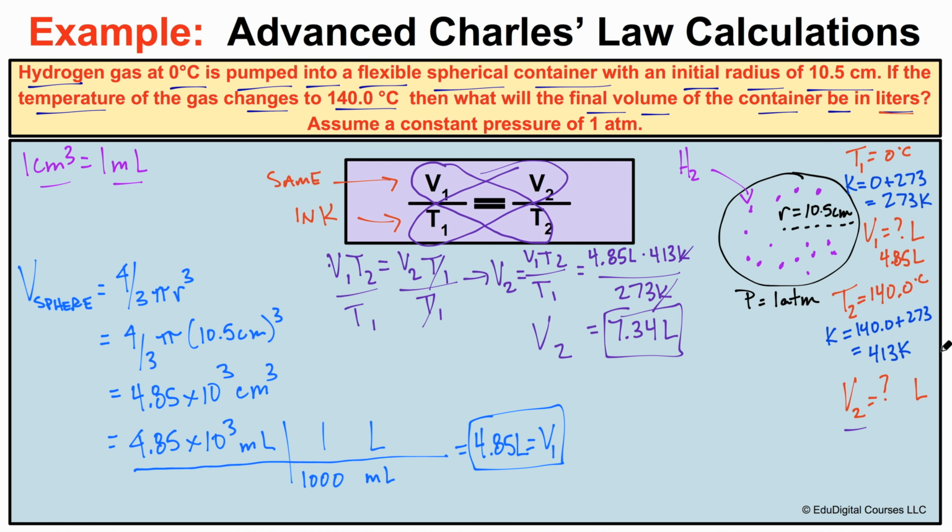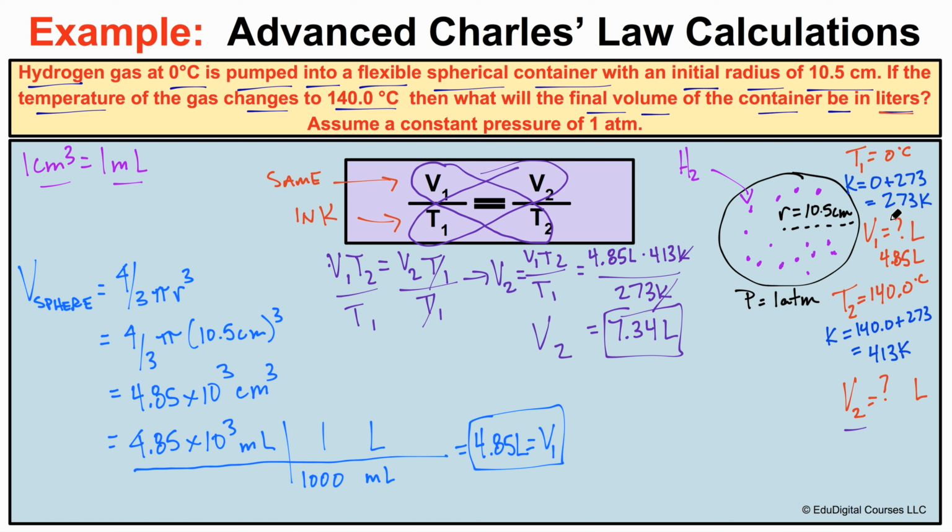And so does this answer make sense? Well, we know that Charles' law states that volume and temperature are directly proportional. If the volume's doubling, it's because the temperature is doubling. If the temperature is cut in half, then the volume is going to cut in half. What's happening to the temperature is going from 273 to 413. So it's increasing by a factor of a little bit less than 2. Actually, 2 times this would be 546. So it's not doubling at all.